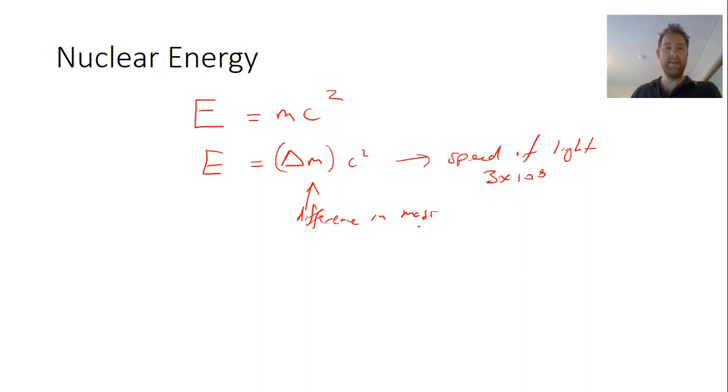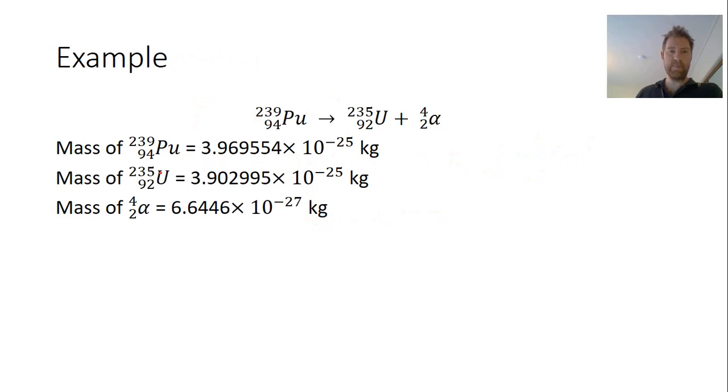So a tiny, tiny mass times 3 by 10 to the 8 squared becomes a huge amount of energy. And that's why our nuclear bombs and nuclear reactors give off so much energy with such a small change in mass. So let's do an example of that. So I've given you a plutonium isotope, which decays into uranium and an alpha particle.